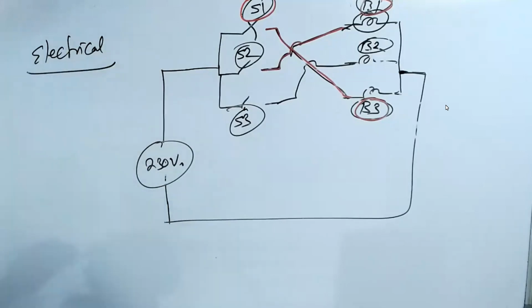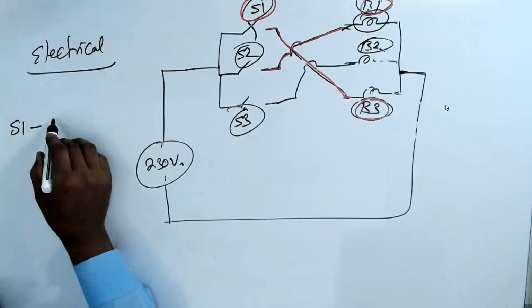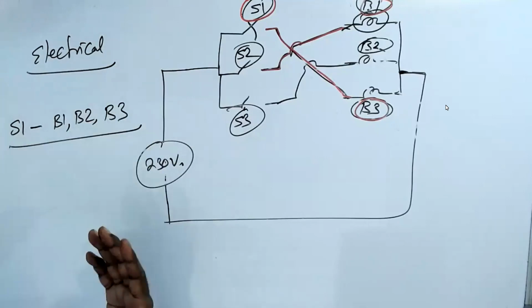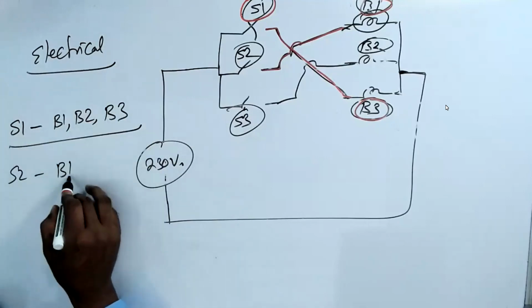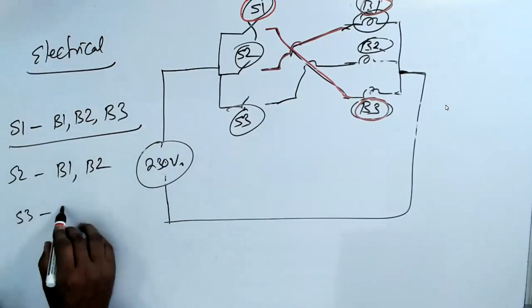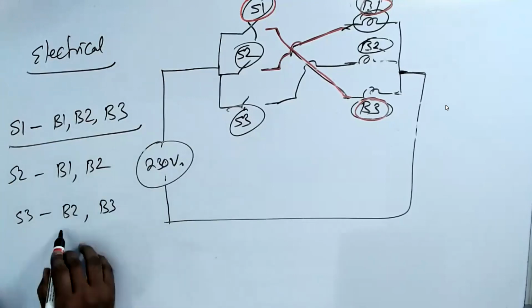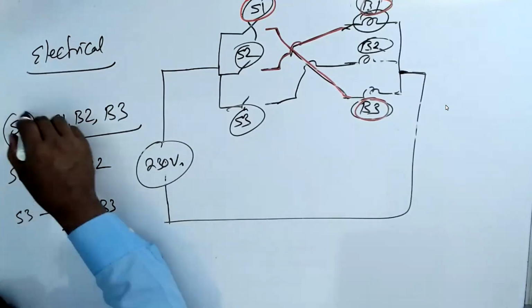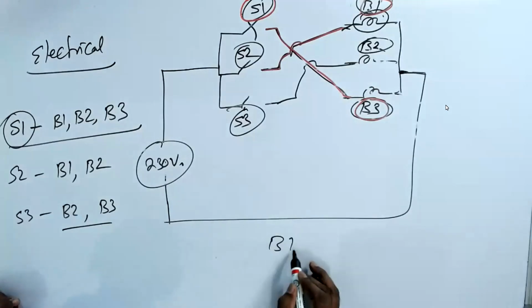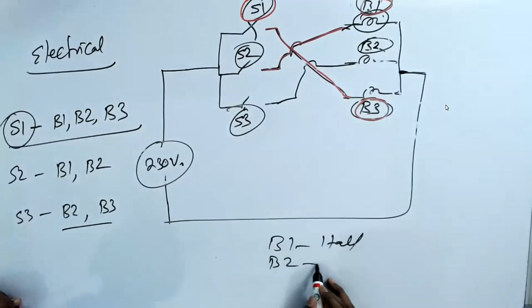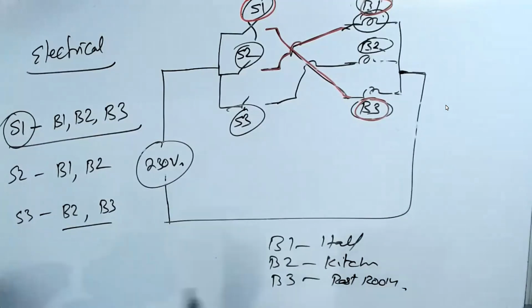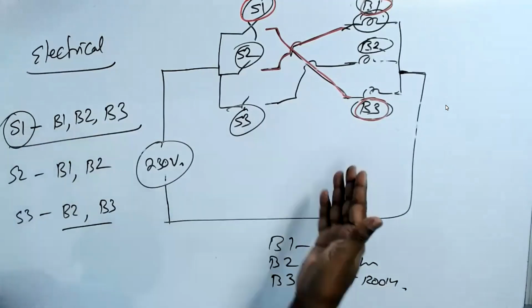Suddenly I had a requirement. When I put S1, B1, B2, and B3, all three have to be on. When I put S2, B1 and B2 should be on. S3, B2 and B3 should be on. Why? You may ask why. Suppose I am coming from outside. B1 could be the hall, B2 could be the kitchen, B3 could be the restroom. I put one switch, then all three are on.